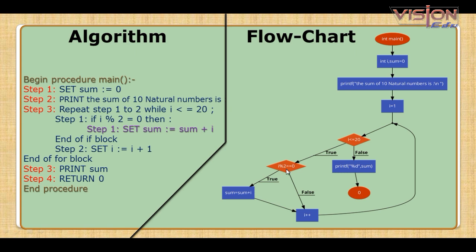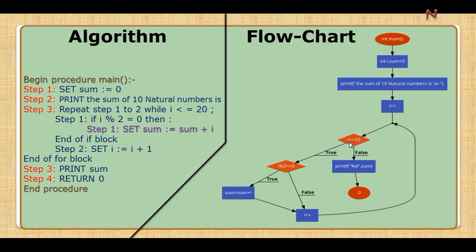If the value of I divided by 2 gives a remainder equal to 0, then the I value is passed to be added to the previous value of sum, then stored in the sum variable. Then after that the I value updates itself, and the new I value is supplied to the condition. The process continues till the I value is greater than 20.